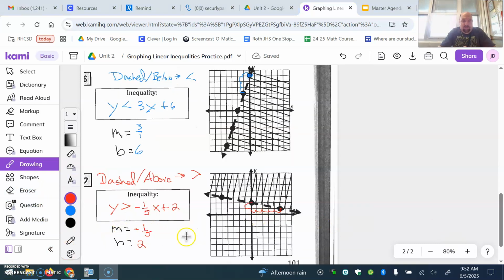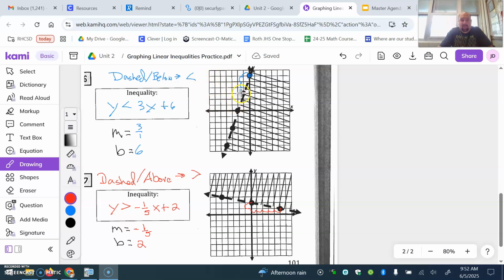Okay, to wrap this up, here we go. Let's just take a quick look at it. Here are the answers. So problem 6. You can see this is a dashed line and it's shaded below. Again, if you need to decide if it's above or below, put your pencil on one of the dots, and then below is going down on this side of the line. Above is going up on that side of the line. So it's shaded below. That means it's less than.